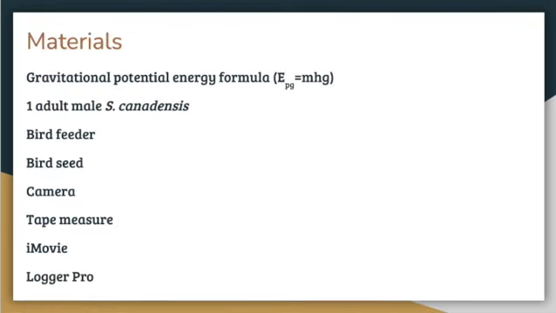The materials I'm going to have to use are, one, the gravitational potential energy formula, of course. I'm going to have a male Sitta canadensis bird. I'm going to need a bird feeder, bird seed to attract my bird, and a camera to record everything. I'm going to have a tape measure so that I can measure the height of my banister on my deck to establish some kind of reference for Logger Pro. I'll need iMovie in order to edit the video and make the bird stand out a little bit. And then Logger Pro is going to help me determine pretty much all the data.